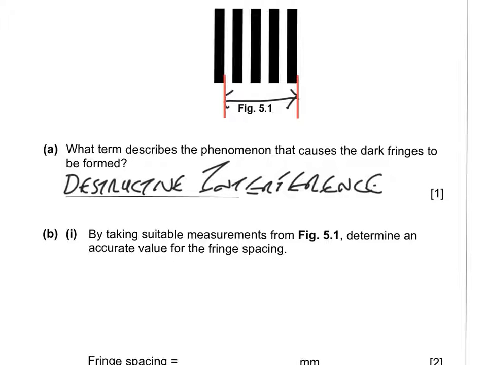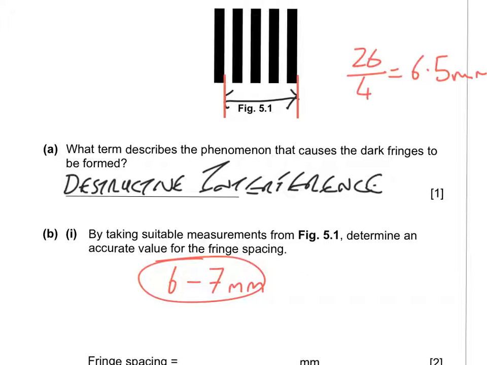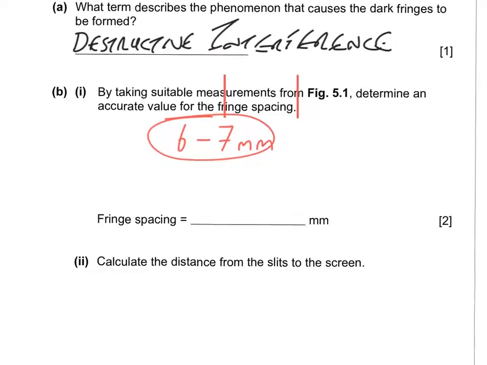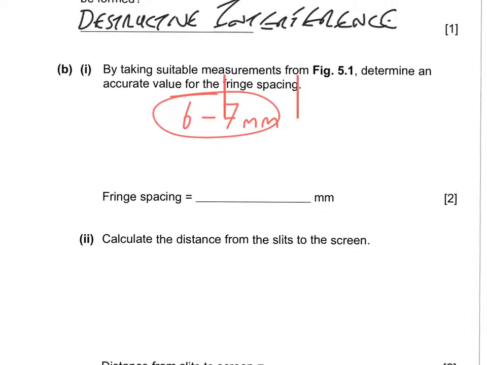So the mark scheme says that your answer should be between about 6 and 7 millimeters, somewhere in that range. Okay, I found it to be about 26 millimeters between those 2 points on the printed version, and that gives me 6.5, which is in the ballpark for what they want. Okay, just ignore those lines.